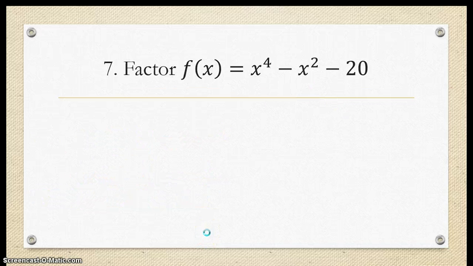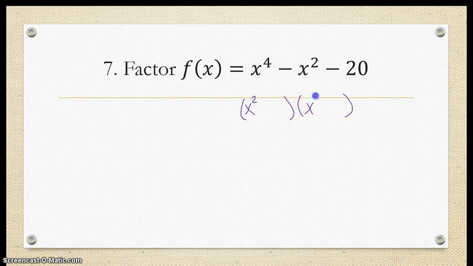On 7, I'm asking you to factor. So I can treat this like a quadratic, except that when I factor it, instead of these being x's, they're actually going to be x squareds, since it was x to the 4th and x squared there. I'm going to have x squared minus 5 and x squared plus 4. X squared minus 5, I can break that down, and to help me see what that is, I'm going to use that to find my zeros. So that'd be x squared equals 5. So x is going to be plus or minus the square root of 5.